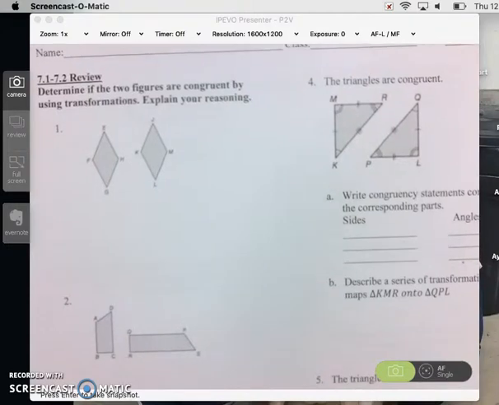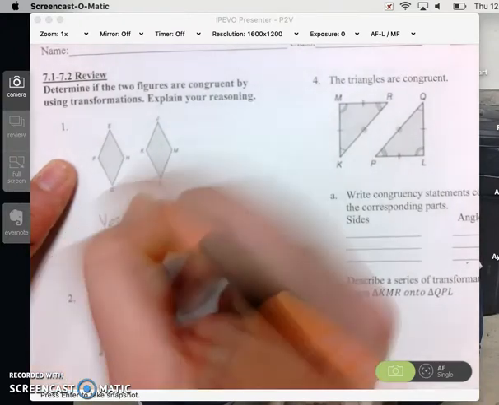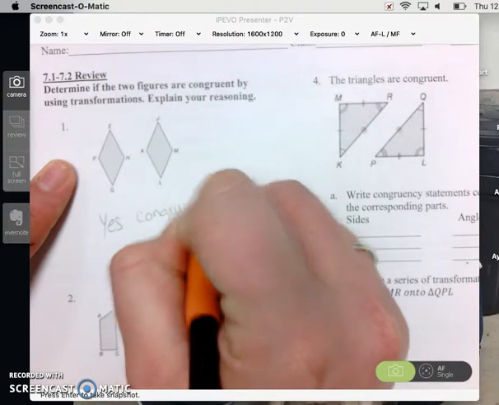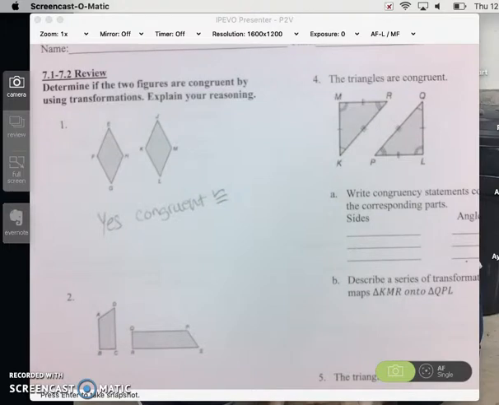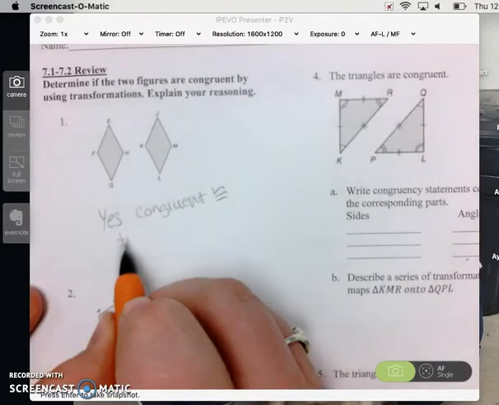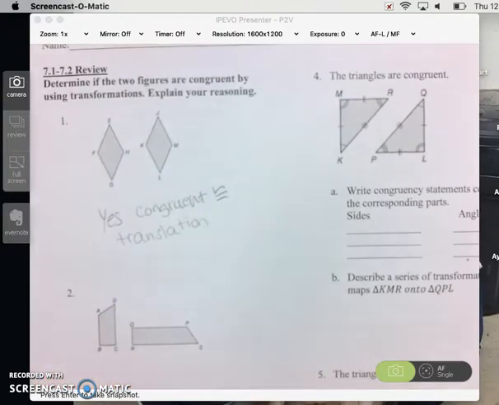Okay, so the review worksheet. The first three are asking you to just translate or transform the one picture onto the next, and if you can transform it, is it congruent, the same shape, same size? Well, this one to here, is it the same shape, same size? Yes. Congruent. And what types of transformations? It's just translation because it's just sliding over to the right.